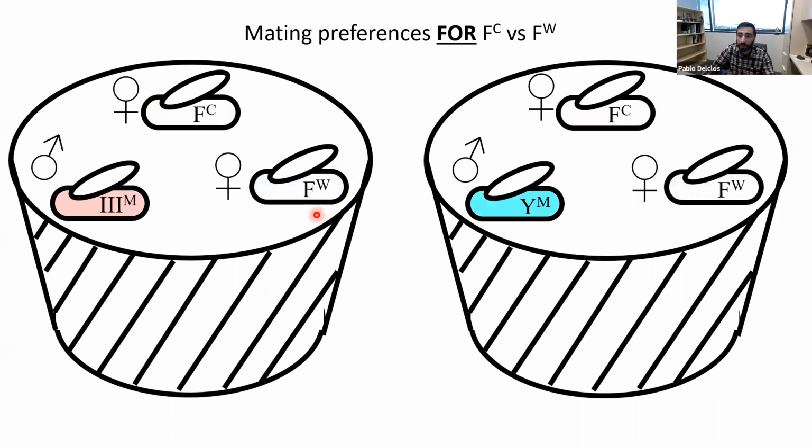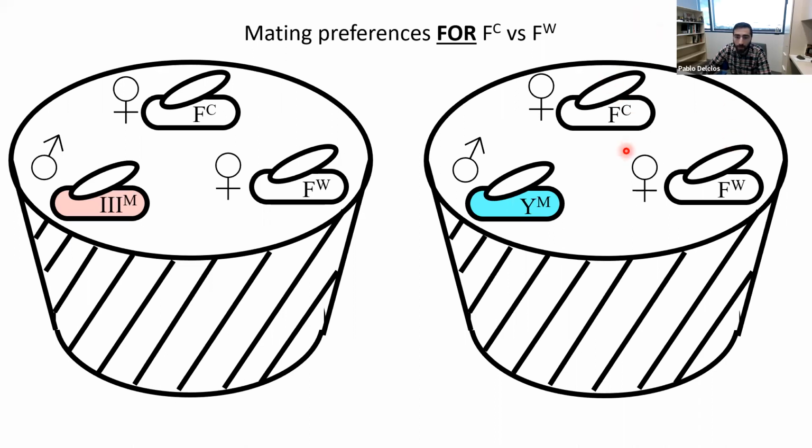We can also flip this and ask, does female thermal preference affect their own attractiveness to males? Now, temperature affects female sex pheromone development in housefly, so it's certainly possible. And we can get at this through conducting male mate choice trials.